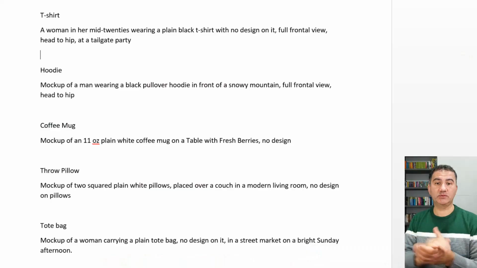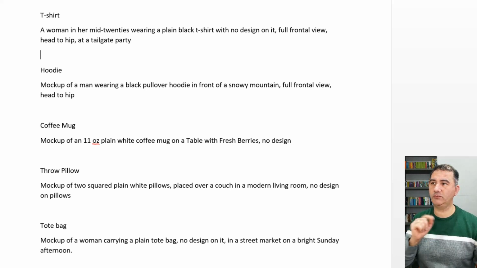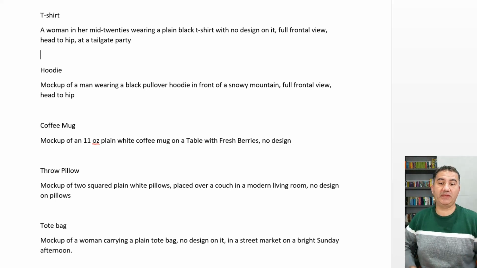Let's go. So welcome to my computer screen. As you can see here, I have a document up on my screen which basically indicates what prompts I utilize for this particular test. Let's just go through them very quickly. So for t-shirt, a woman in her mid-20s wearing a plain black t-shirt with no design on it, full frontal view, head to hip, at a tailgate party. I didn't want the full body view. I just wanted to get a close-up from the head to the hip so that obviously more focus could be on the t-shirt when superimposing one's design on it.